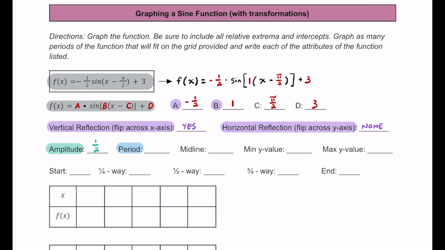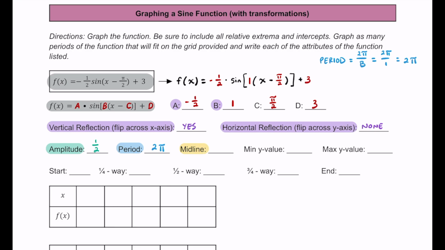Now let's take a look at the period. The formula for finding the period of a sine wave is 2 pi divided by b. Notice that in this case the b value was 1, so it's just going to be 2 pi divided by 1, and that's just going to equal 2 pi, so our period is going to stay the same. It's going to take exactly 2 pi for one cycle to be completed. So the period for this function is the same as the period of the parent function.